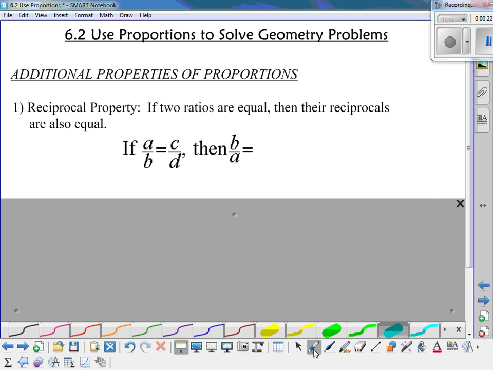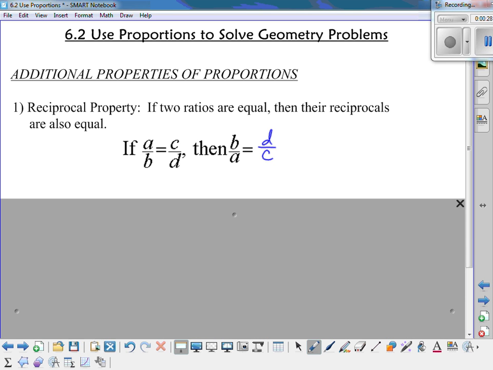So if A over B equals C over D, then B over A is going to equal D over C. So basically all you're doing is flipping them. If you flip them over, they're still equal to each other.